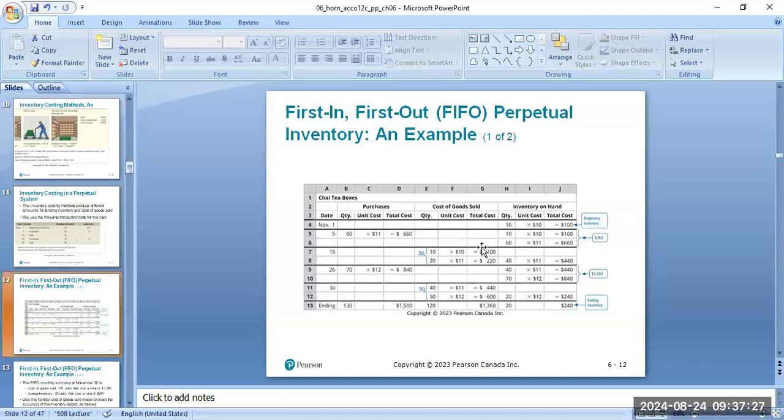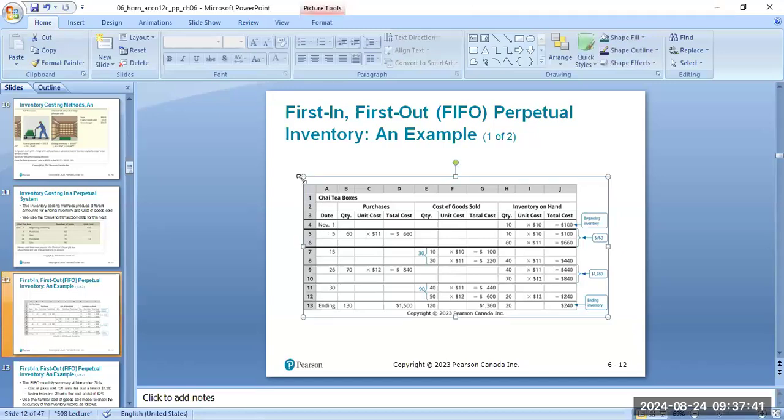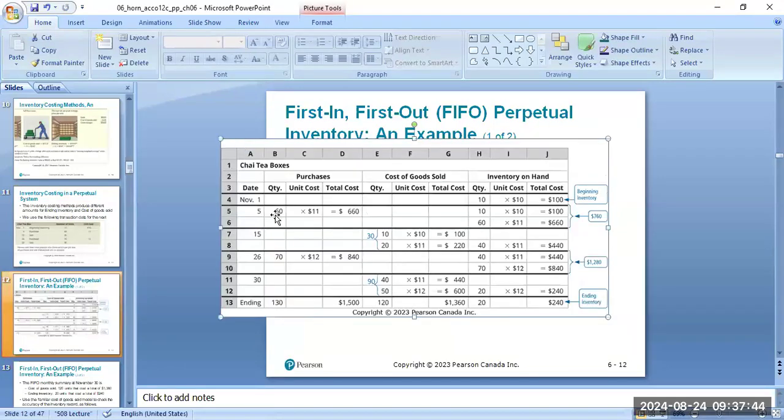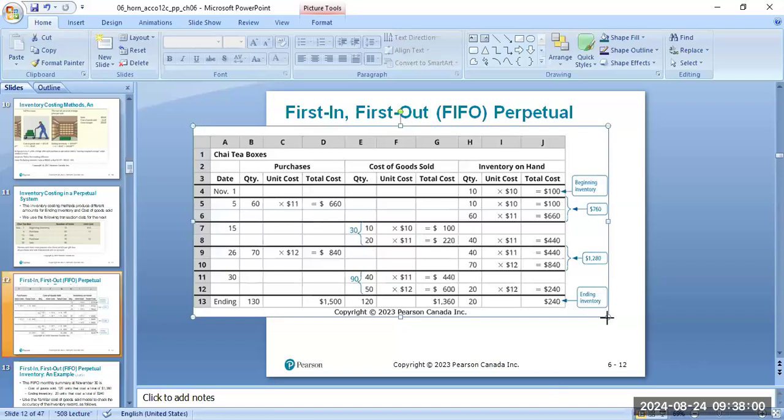Now they're going to make it difficult for you because it's a perpetual system. Every time you have a sale, the system automatically is going to update itself. So in that case, you're going to have the first purchase. Unfortunately, if I paste this one, it's going to paste it as a picture, not as an Excel spreadsheet, so better don't copy and paste this one. But I'm going to make it bigger so you can see it.